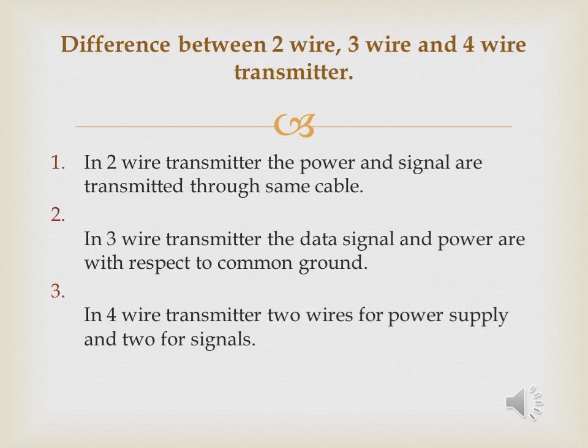Difference between 2-wire, 3-wire, and 4-wire transmitter. In a 2-wire transmitter the power and signal are transmitted through the same cable. In a 3-wire transmitter the data signal and power are with respect to a common ground. In a 4-wire transmitter, 2 wires are for power supply and 2 for signals.